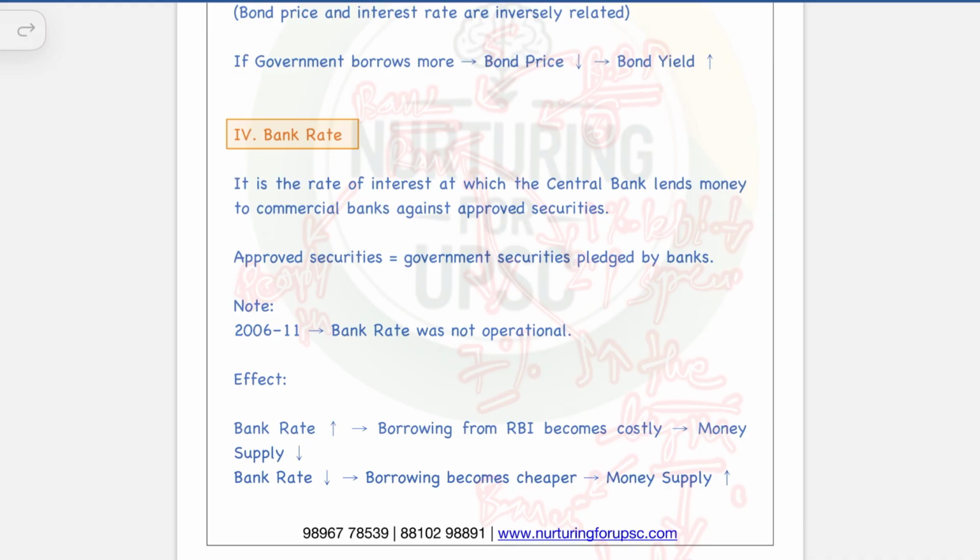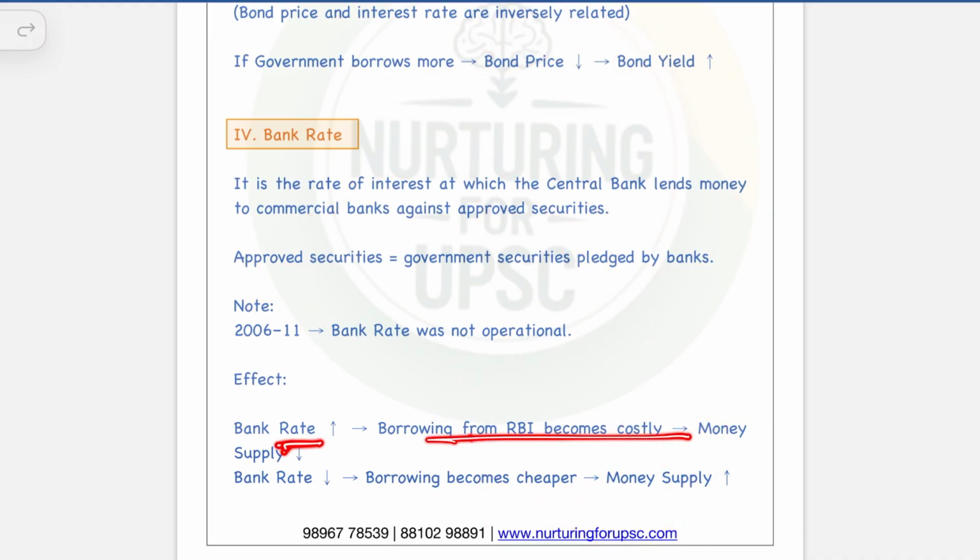So depending upon the economic condition, the macroeconomic policy measures, and the inflation rates, RBI alters the bank rates. In case of higher inflation, RBI prefers to have a higher bank rate to reduce the lending capacity and credit creation. So the bank rate increases, borrowing from the RBI becomes costly, money supply decreases. Similar is the case when the bank rate decreases: borrowing becomes cheaper, and money supply increases.